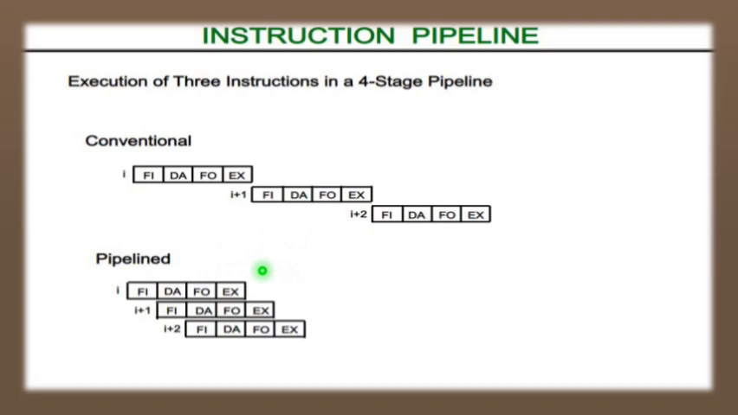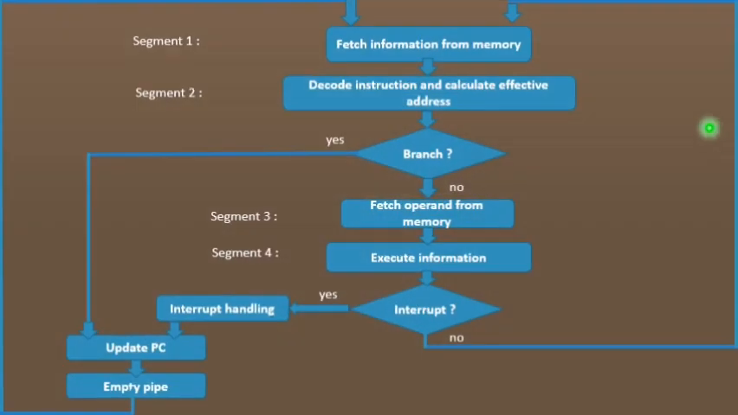A 4-segment instruction pipeline combines 2 or more different segments and makes them a single one. For instance, the decoding of the instruction can be combined with the calculation of the effective address into one segment. The following block diagram shows a typical example of a 4-segment instruction pipeline. The instruction cycle is completed in 4 segments.